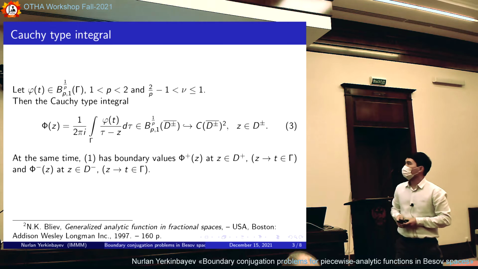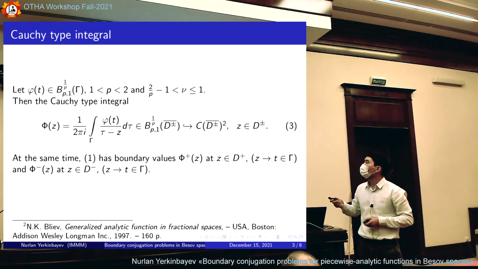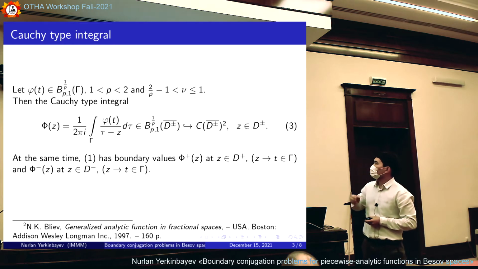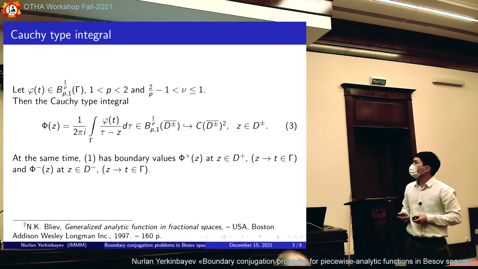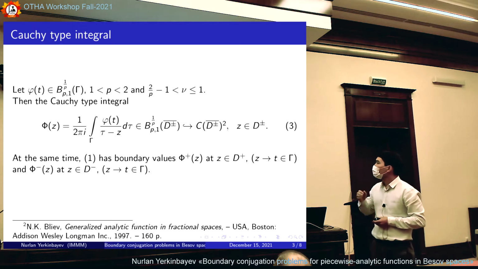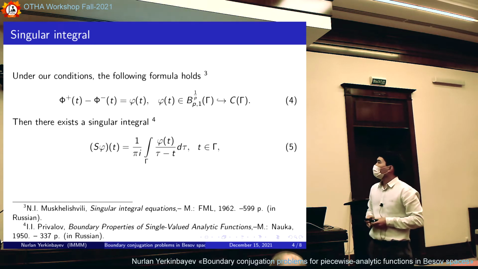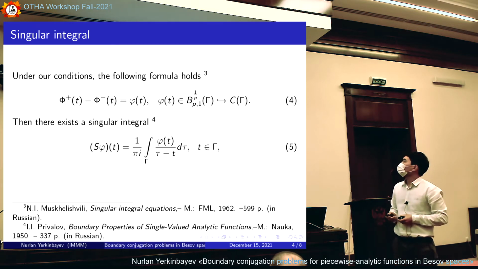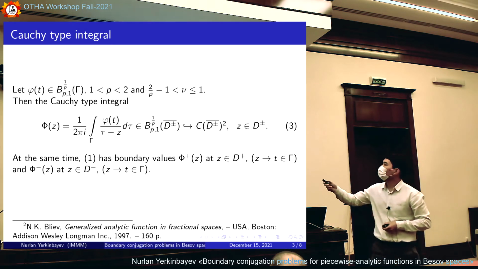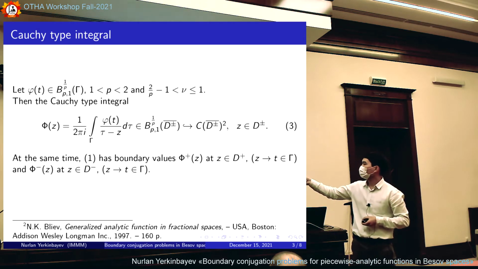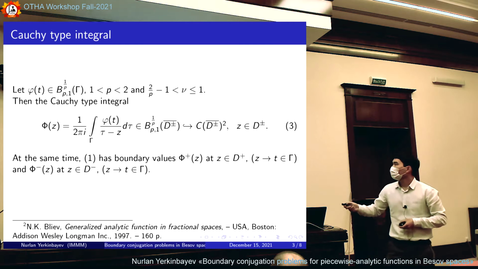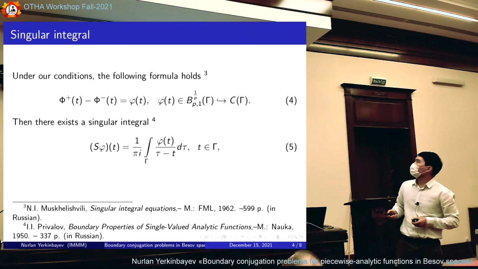Okay, let phi function belong to Besov space, and phi satisfy this inequality, and then the Cauchy type integral exists, which belongs to Besov space. And here this integral belongs to Besov space. It's proved in this book, which was written by Professor Plemelj. Under our conditions, the following formula holds.